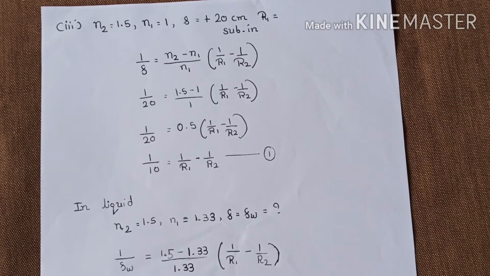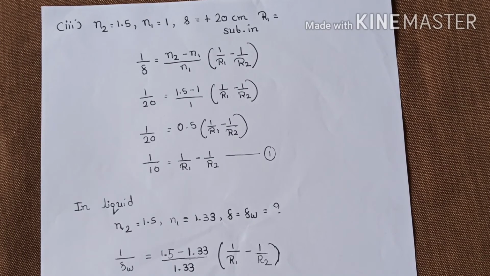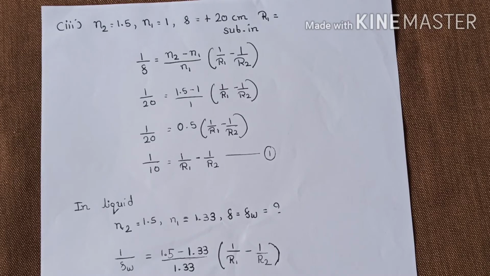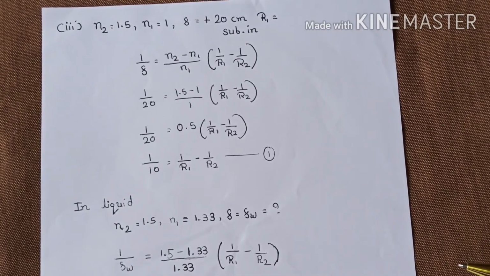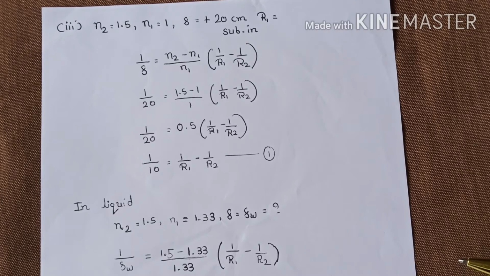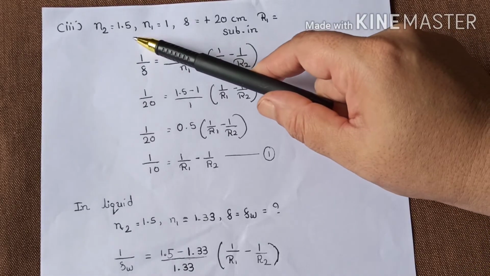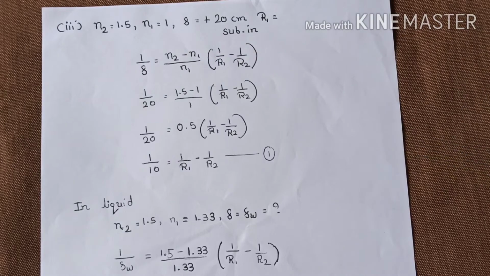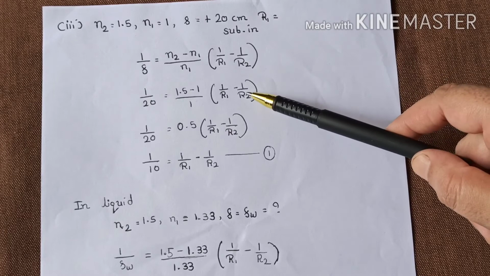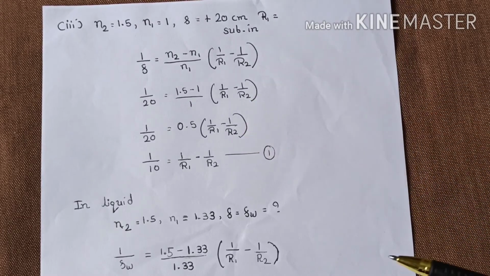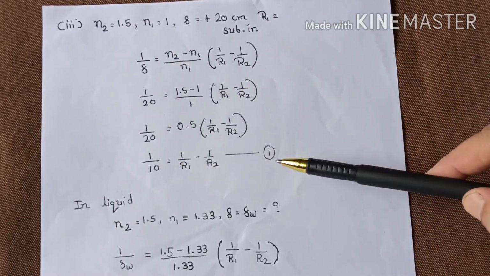What is the third question? A convex lens has a 20 centimeter focal length in air. What is the focal length when it is in water? When you are immersing this convex lens in water, what would be the focal length? To find that out, if we consider the first case of air, in air n2, the refractive index of the material of the lens, is 1.5, and the refractive index of air is 1. Substitute all those. R1 and R2 are not known to us, the focal length is known to us, 20 centimeter. We will come to expression number 1 with this substitution.